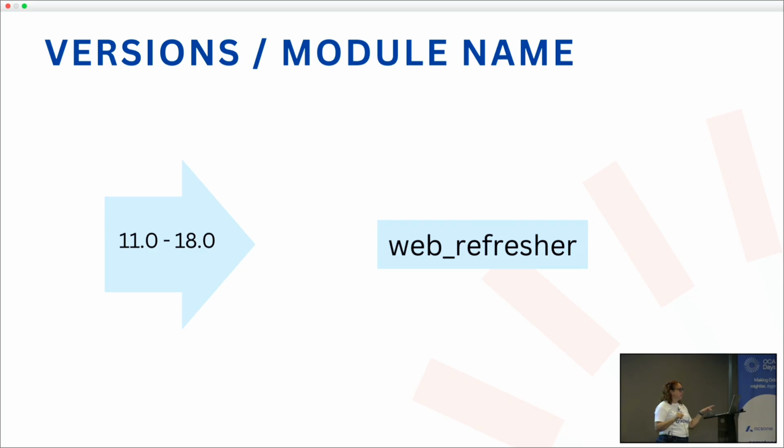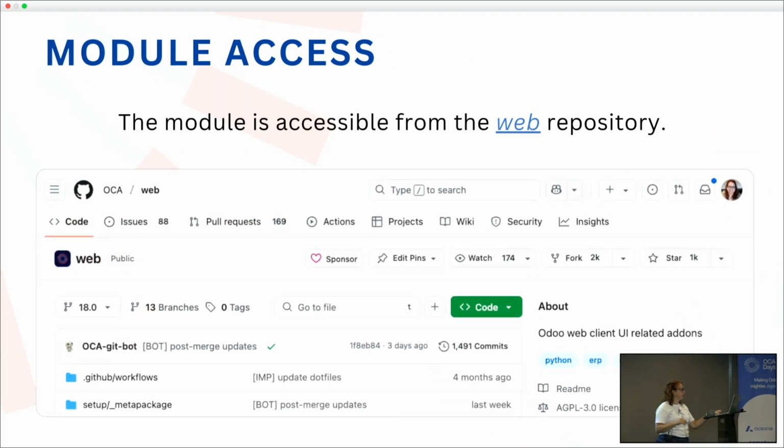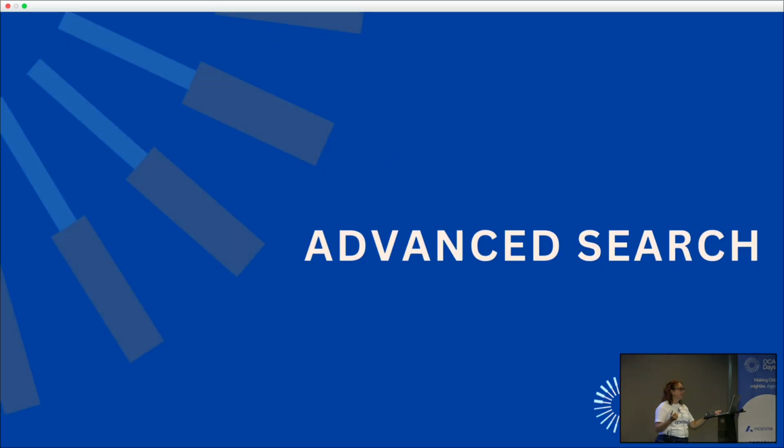Version 11 to 18. So it's pretty much available in all versions. And web refresher for the technical name. You can access it under web repository. And there's no access to the feature, it's just there, okay? I will show you. And the last one, but not the least, advanced search.